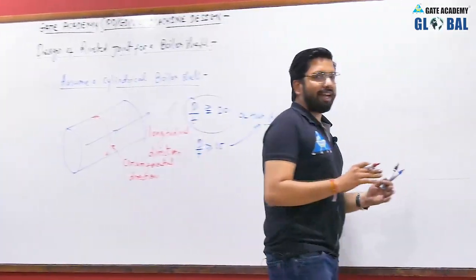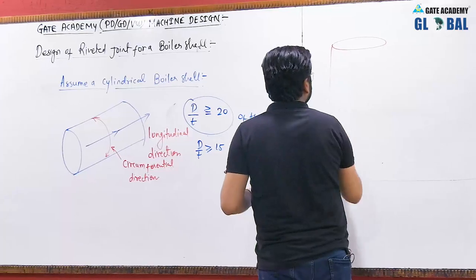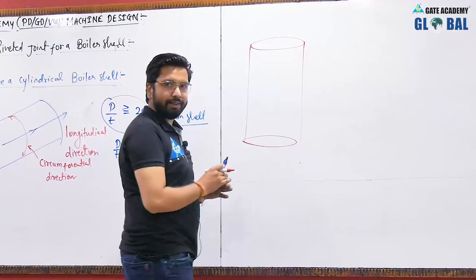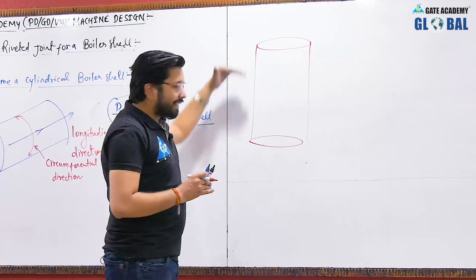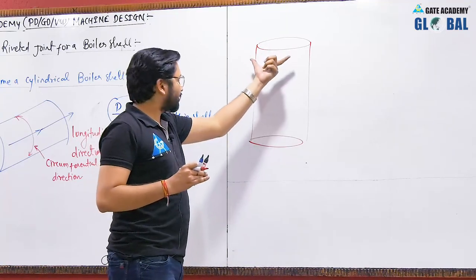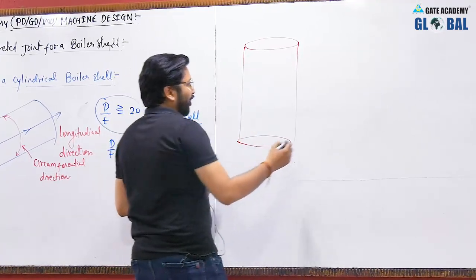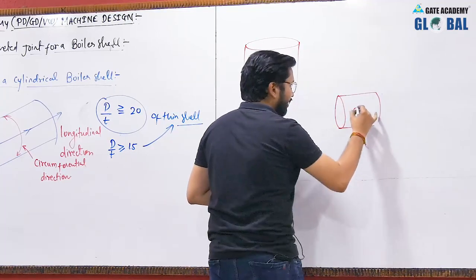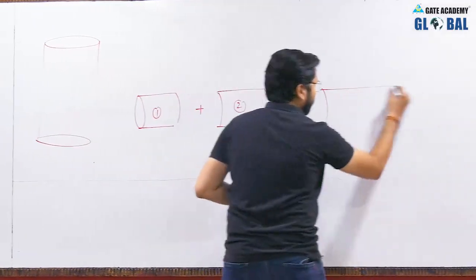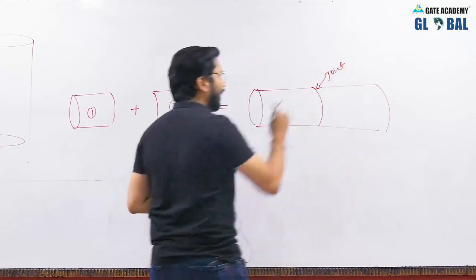How can we have a large cylindrical pressure vessel? If you want a very large cylinder, its diameter must be very high and its length must be very high. Length can be increased by connecting two different cylinders, two hollow cylindrical shells. If this is the first cylindrical shell and this is the second, then we add those two and get a long cylindrical shell, and here we will have a joint.